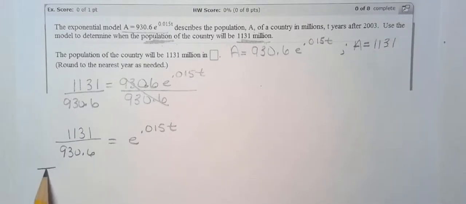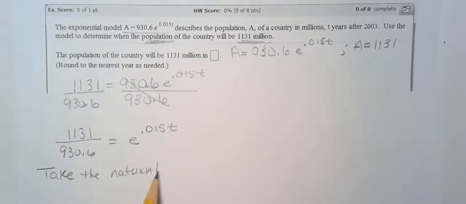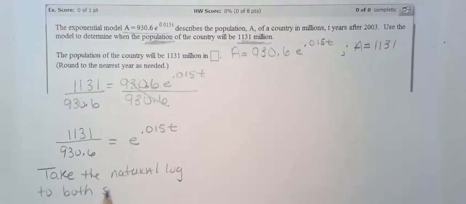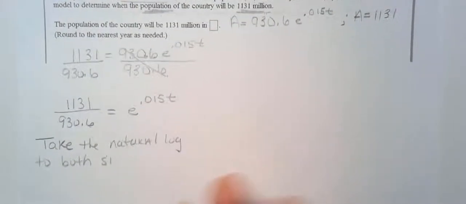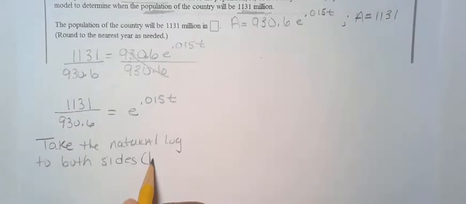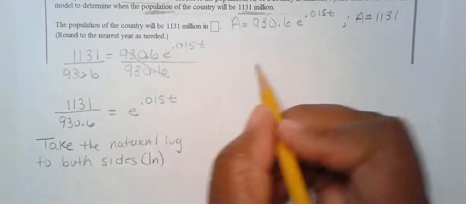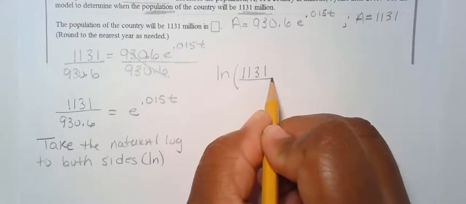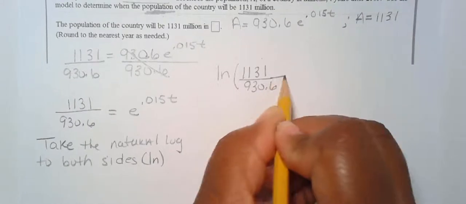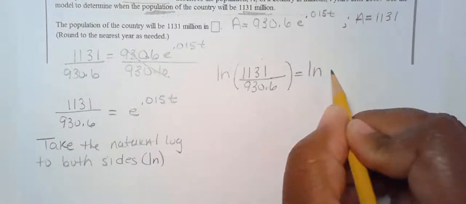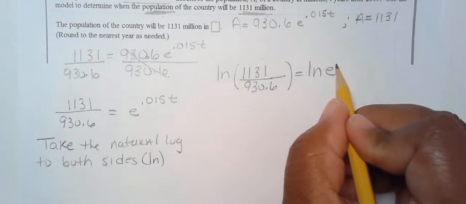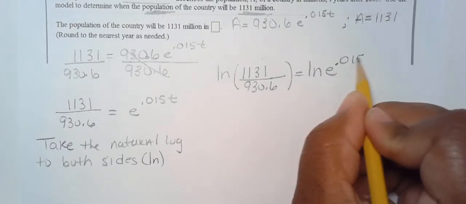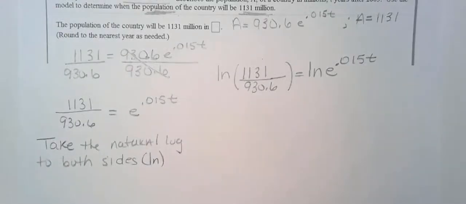Now at this moment, we don't have a common log, but we have a natural log. So we're going to take the natural log, meaning ln, of both sides. This is how we write it: ln of 1131 over 930.6 is equal to ln of e raised to the 0.015t, because our goal at this moment is to solve for t.